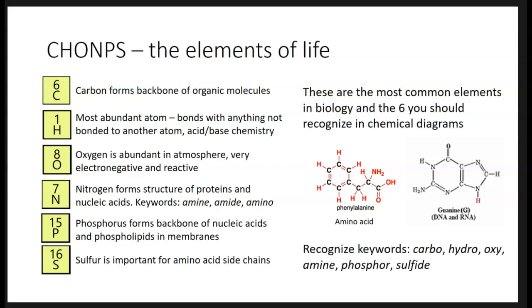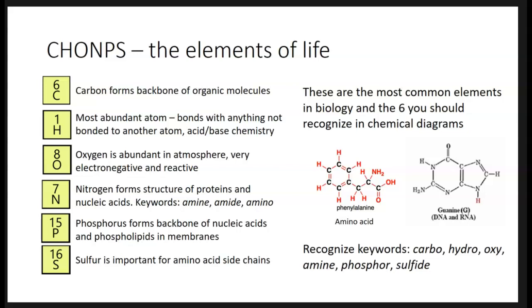Oxygen, which is atomic number 8, is abundant in the atmosphere. It is also very electronegative, so it likes to hang on to electrons. And it's also very chemically reactive, partially because of that electronegativity. Nitrogen, atomic number 7, forms several important structures of proteins and nucleic acids. There are keywords that we'll talk about for each one of these. Nitrogen is unique because it has a keyword that does not include nitro. Instead, amine, amide, and amino are keywords for chemicals that include nitrogen.